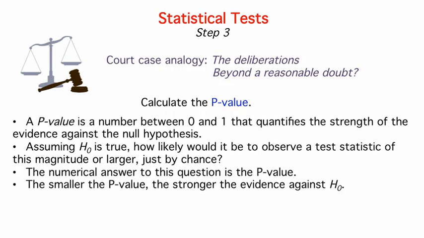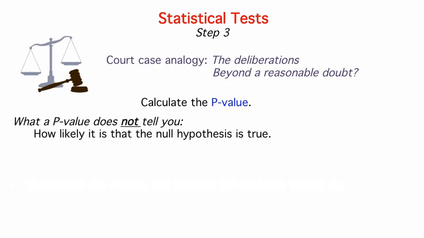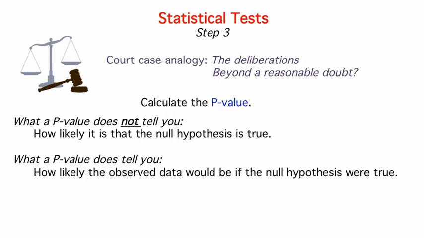The smaller the p-value, the more unlikely it is that we observe our data, assuming the null hypothesis is true. So the smaller the p-value, the stronger the evidence we have against the null hypothesis. A p-value is not a measurement of how likely it is that the null hypothesis is true. The null hypothesis either is true or isn't true. We may not know which it is, but we can't put a probability value on it because it's not random. What a p-value does tell you is how likely the observed data would be if the null hypothesis were true. It's a measure of the strength of the evidence against the null hypothesis, and the smaller the p-value, the stronger the evidence.